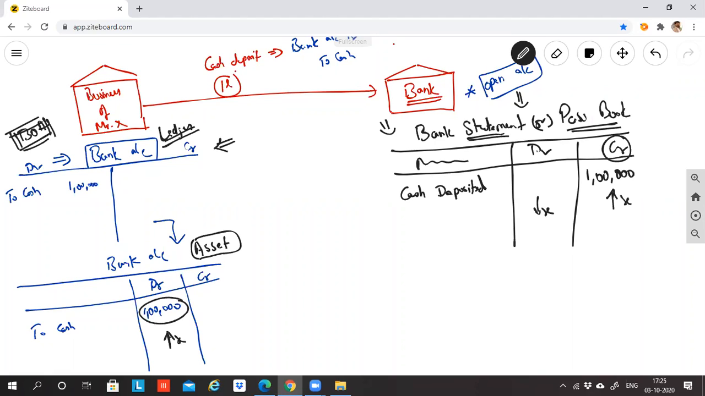Yes, sir. Now, my question to you is, the bank is giving the statement to you every month, or even on a daily basis if you want, the bank can give you the statement, right? If the bank is giving the statement to you, why are you preparing this bank account in your ledger, in your books of accounts?